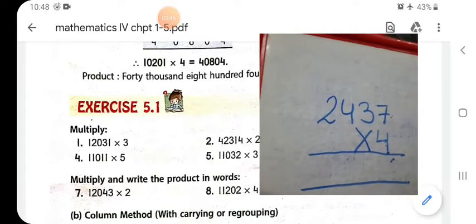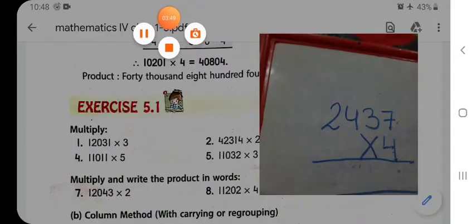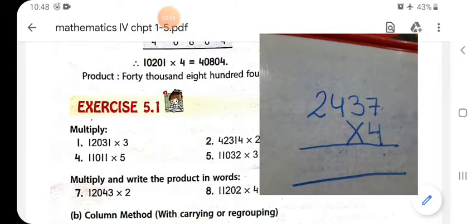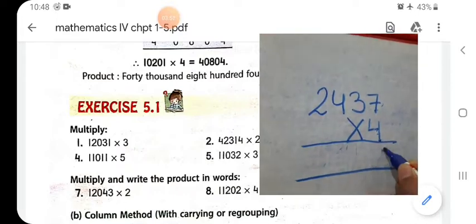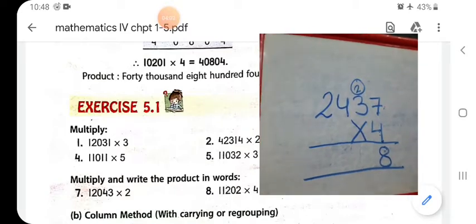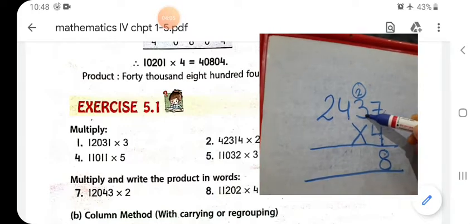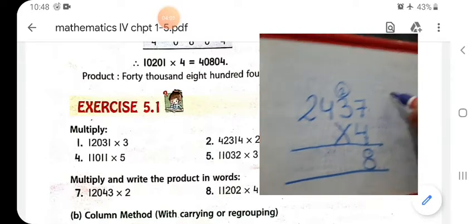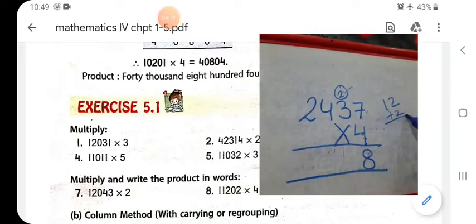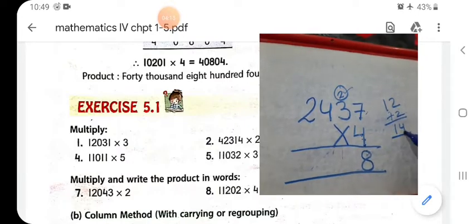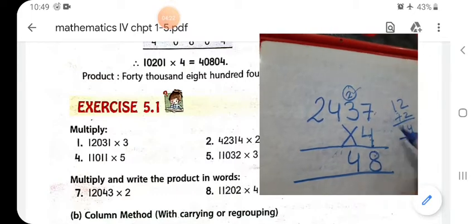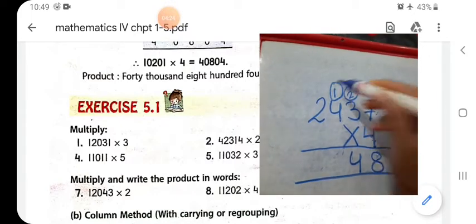28. Sorry, 4 sevens are 28. So 2 will be carried here. Now 4 threes are 12, and 2 is also here, that will also be added. It will be 14 now. So 4 at one's place we will write here, and 1 will be taken to the next digit, that is 4.